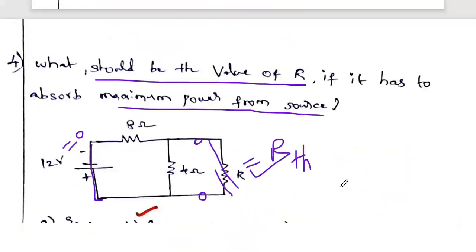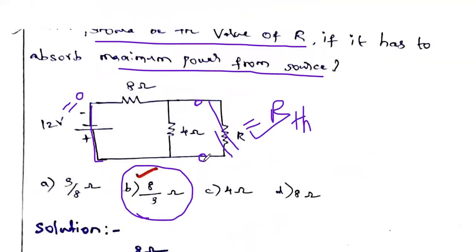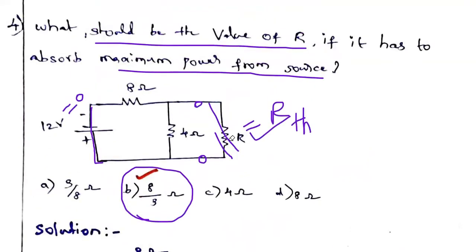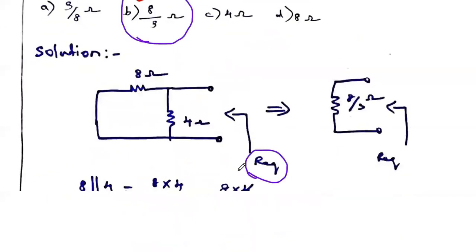Here the options given are 3 by 8, 8 by 3, 4 and 8. So 8 by 3 ohms is the correct answer. In this circuit, when this resistance R is equal to 8 by 3 ohms, at that time only the maximum power derived from this source will be delivered. This is nothing but the maximum power transfer theorem.